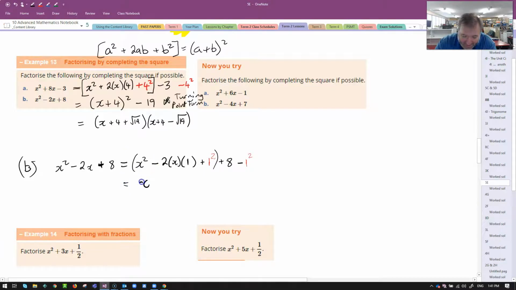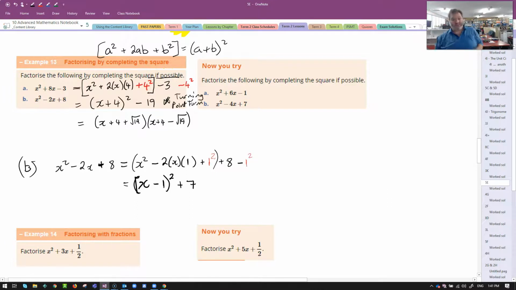It's x, minus this time. Oh, 1's the other number. There you go. x minus 1, all squared. Now here I've got plus 8 minus 1. That's plus 7. And here's why they've said "if possible" up here.